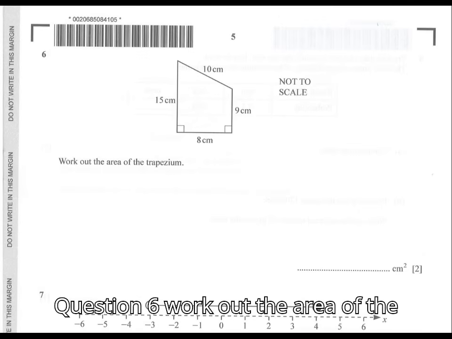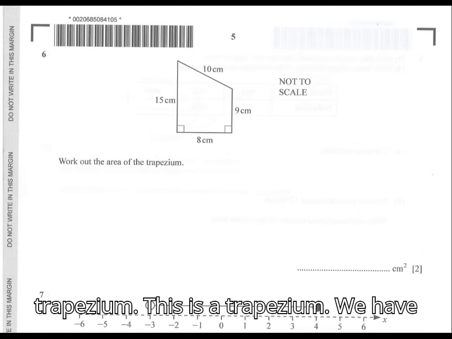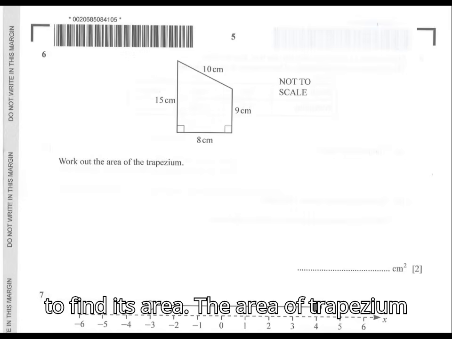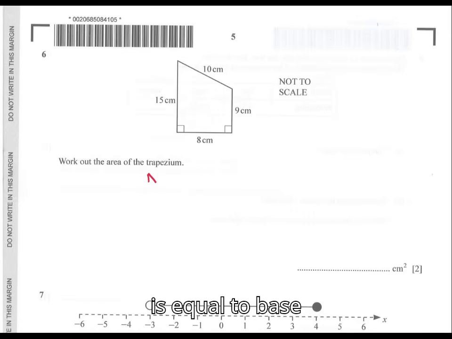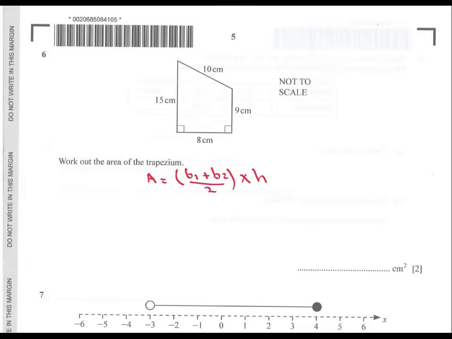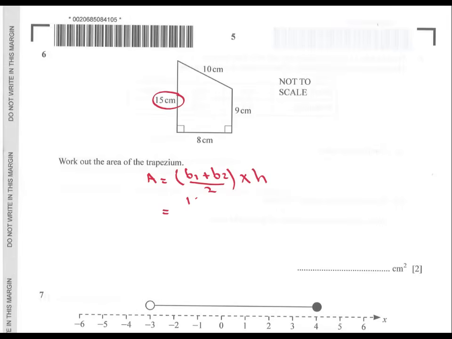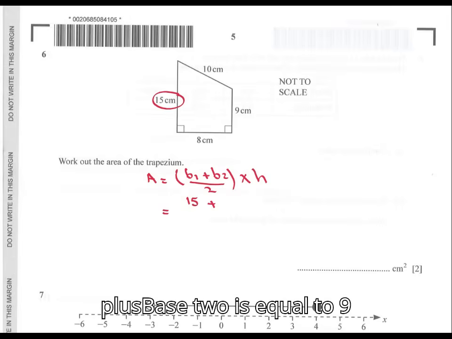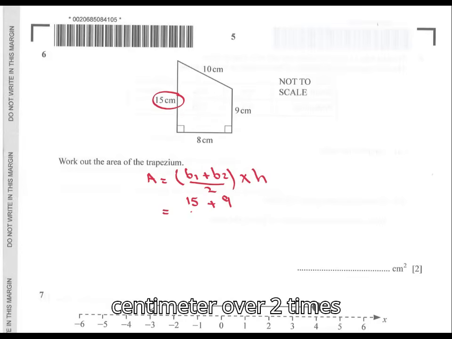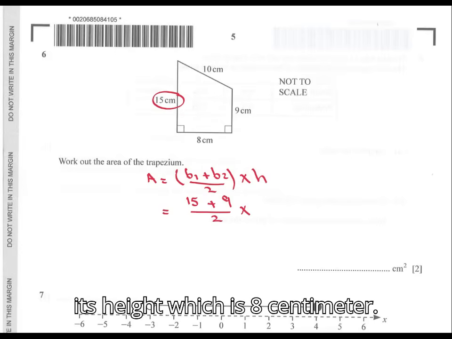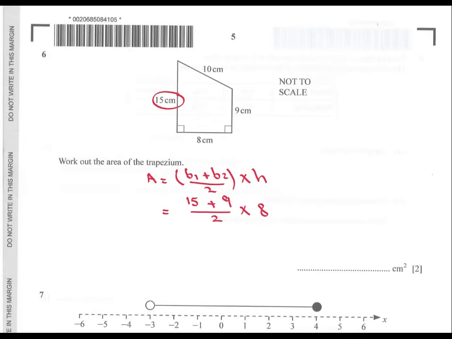Question 6. Work out the area of the trapezium. This is a trapezium. We have to find its area. The area of a trapezium is equal to base 1 plus base 2, over 2, times height. Base 1 is equal to 15 centimeters plus base 2 is equal to 9 centimeters, over 2, times its height, which is 8 centimeters.